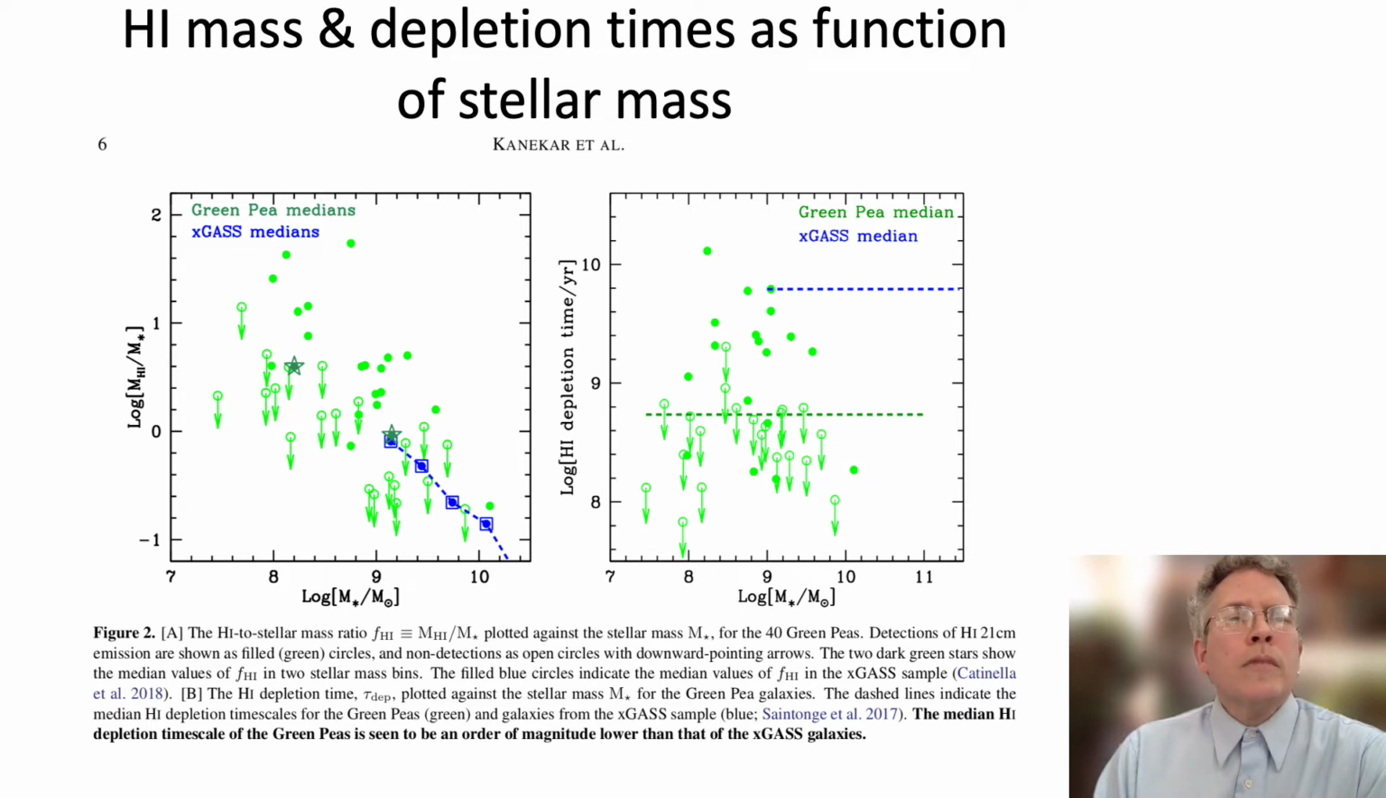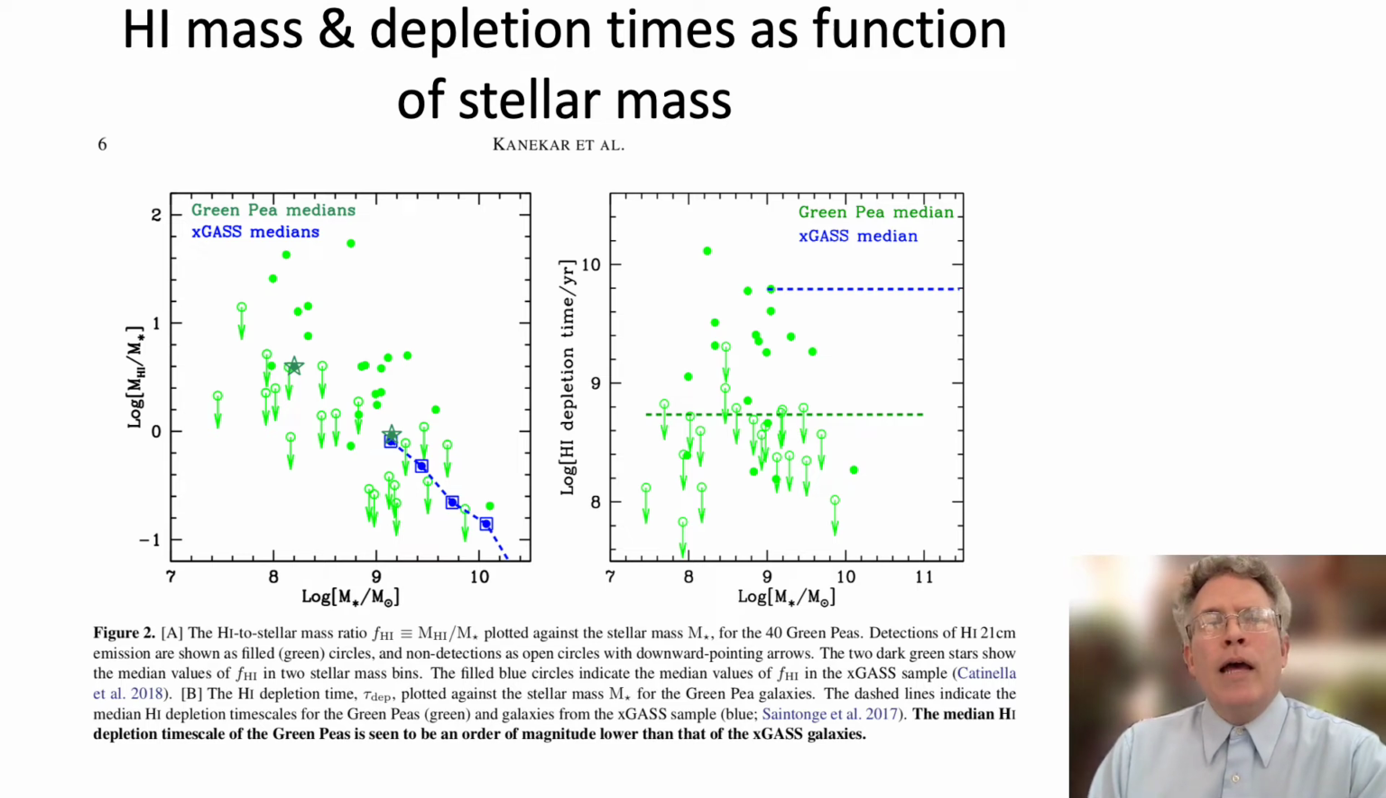And we've plotted here the median values for the green peas. Note that half the sample is upper limits, but fortunately that still leaves the median as a well-measured quantity. So we've got medians for a couple different bins of stellar mass, and then a comparison to the xGASS survey medians. And you can see that this is basically an extension of the same trend as seen in the xGASS comparison sample, which is a star-forming sample, but not as extreme as the green peas.